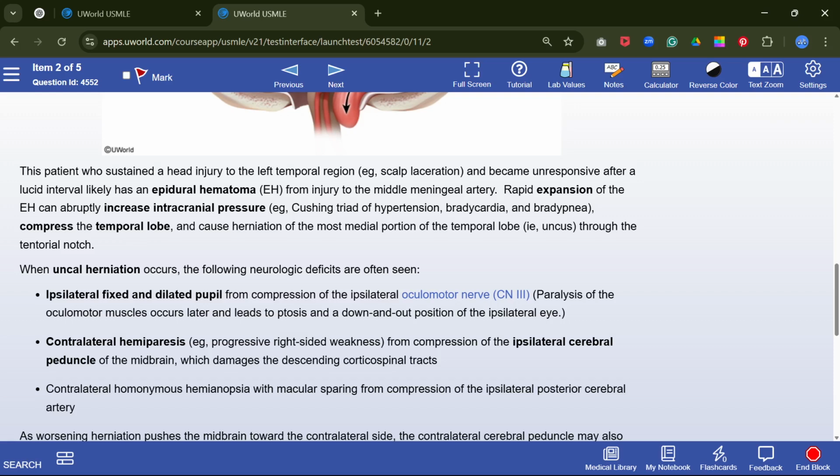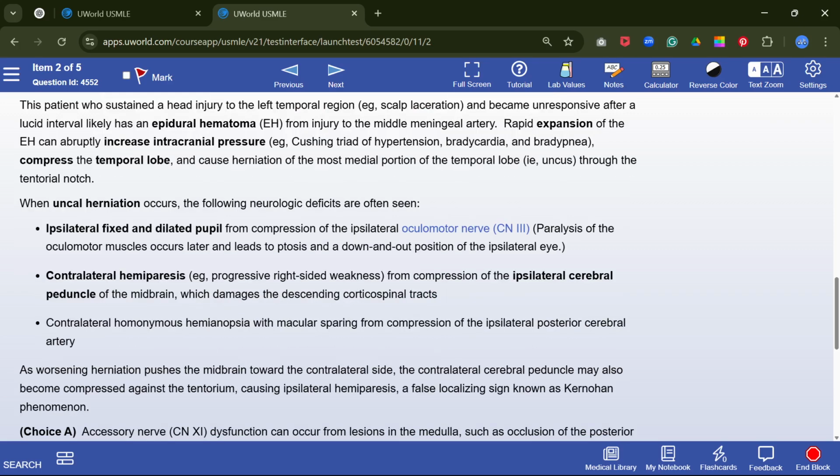There is contralateral hemiparesis, progressive right-sided weakness, from compression of the ipsilateral cerebral peduncle of the midbrain, which damages the descending corticospinal tract. And there is contralateral homonymous hemianopia with macular sparing from compression of the ipsilateral posterior cerebral artery.